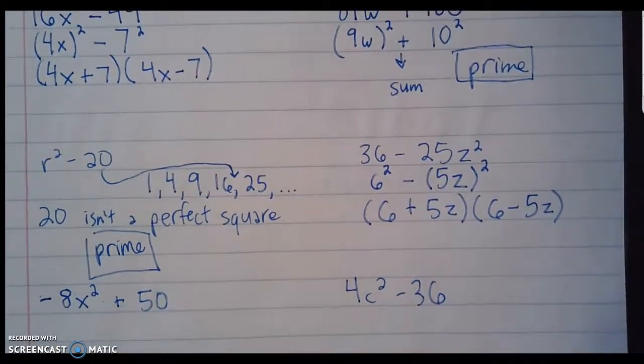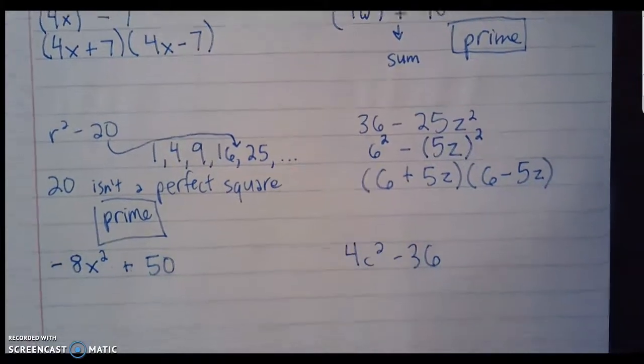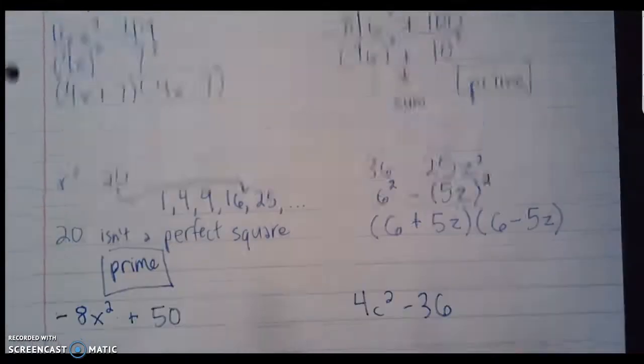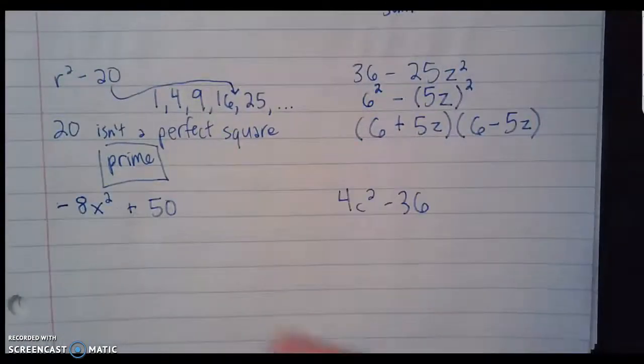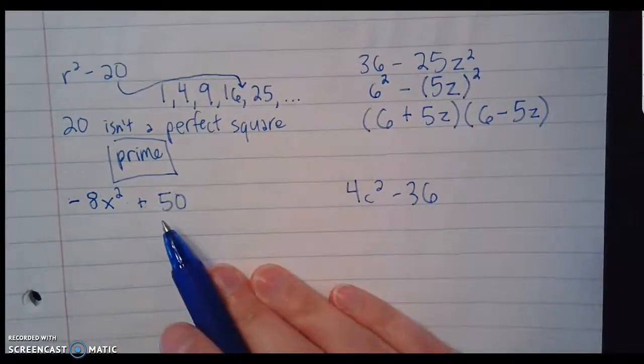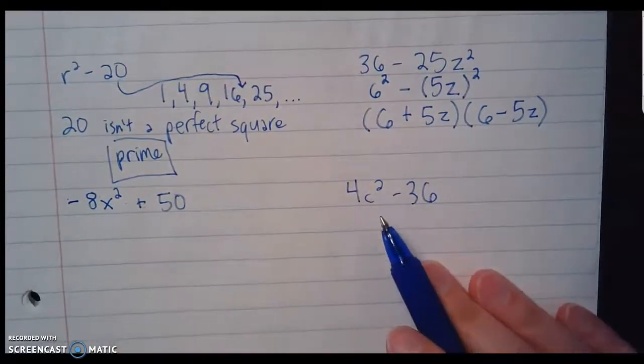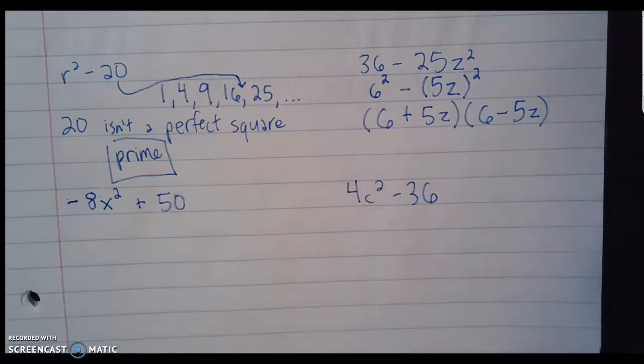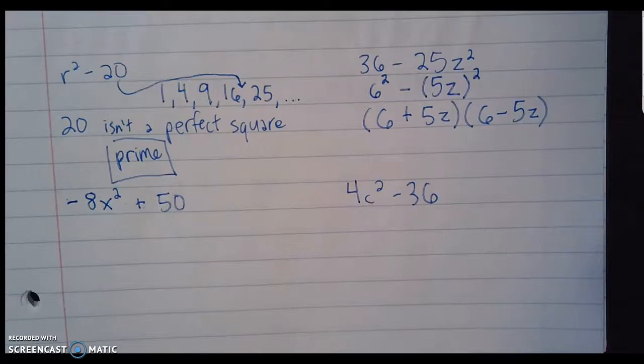Okay, 2 more examples. I have negative 8x squared plus 50. And finally, 4c squared minus 36. So as usual, I'm going to save the best for last, 2 of the more interesting examples.